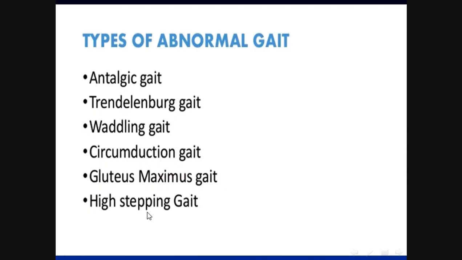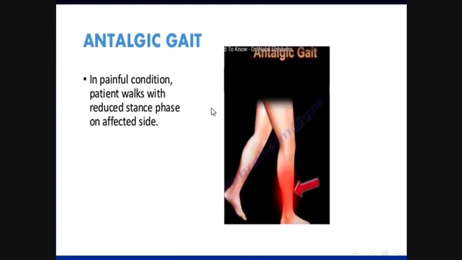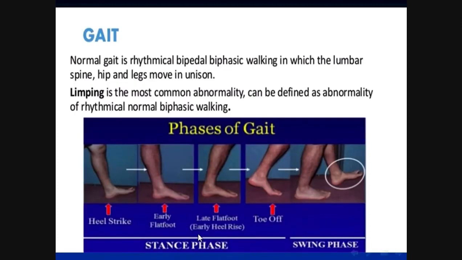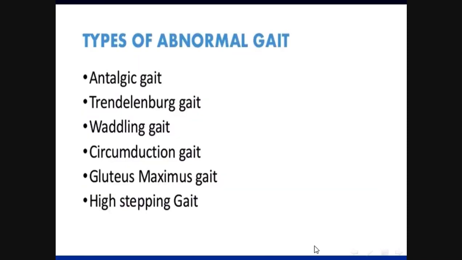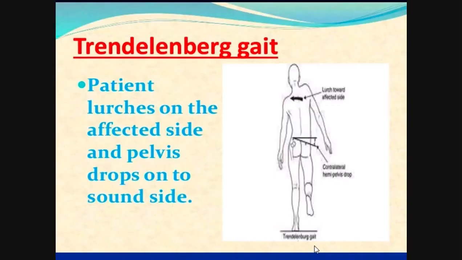What we mean by antalgic gait? Antalgic gait is a painful condition. The patient walks with reduced stance phase. Stance phase is the first phase. The patient tries to reduce the period of stance phase, so he will go in a hurry in stance phase and prolong the swinging phase. This is antalgic gait. So the antalgic gait is due to pain in the hip joint. The patient tries to reduce the time for stance phase.